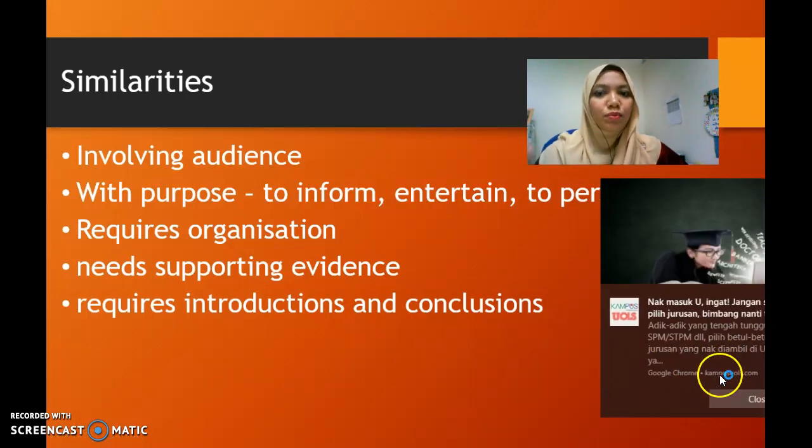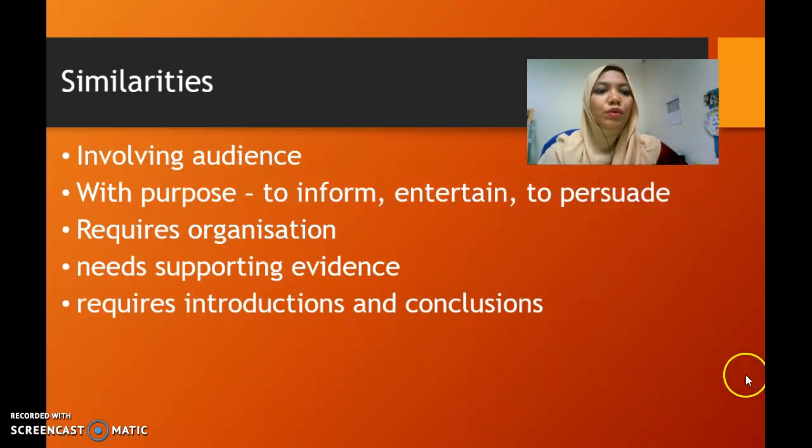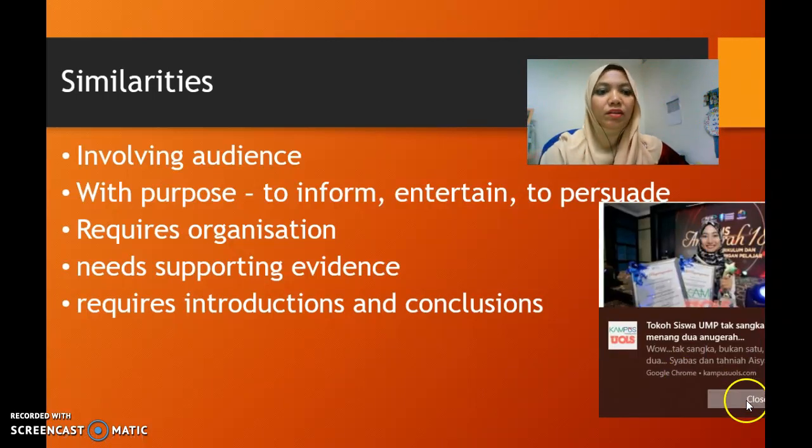And since we have the organization, you are required to have an introduction and conclusion.